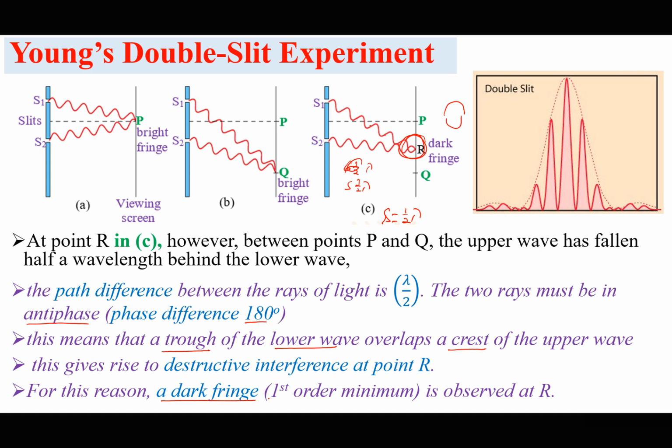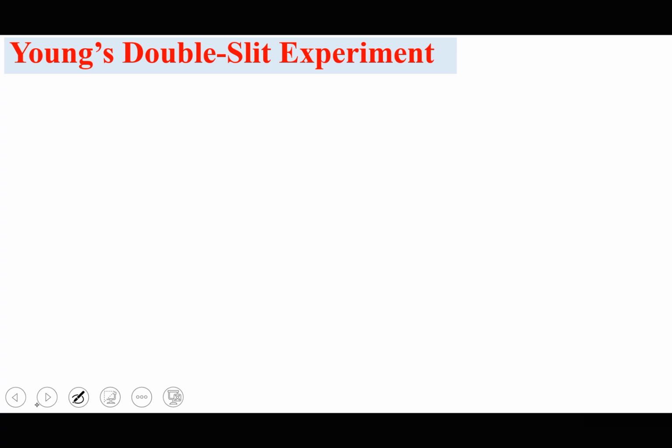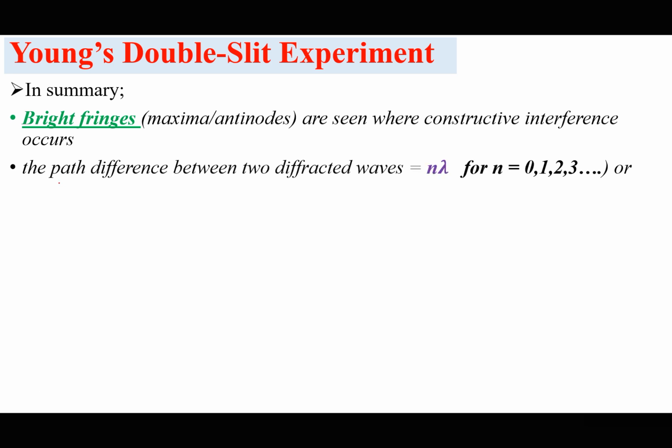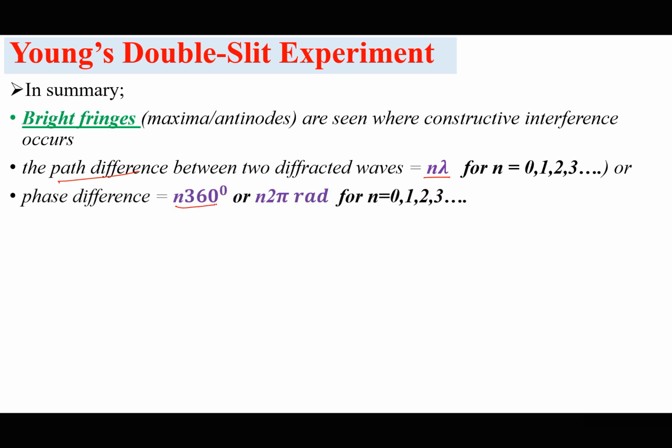Okay, so that is what we call Young's double slit experiment. So in summary, when do we have a bright fringe, or a maximum, or antinodes? Bright fringes are seen where constructive interference occurs. And remember, for constructive interference, the path difference is a whole number n times the wavelength, where whole numbers start from 0, 1, 2, 3. Or we have said the phase difference is a whole number times 360 degrees, or a whole number times 2 pi in radians, where n equals 0, 1, 2, 3, and so on.